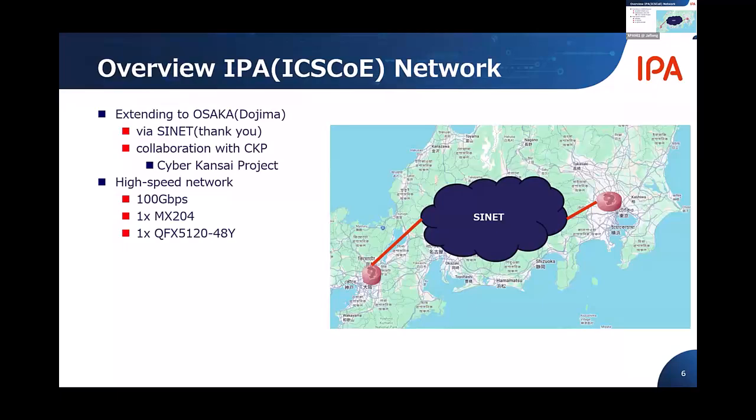Recently, we have expanded our network to Osaka. In Osaka, we work in collaboration with CKP, the Cyber Kansai Project, on a range of proof of concept and experimental initiatives. At present, our training programs are conducted exclusively in Tokyo. The extension of our network to Dojima is a strategic step toward future domestic expansion in Japan.